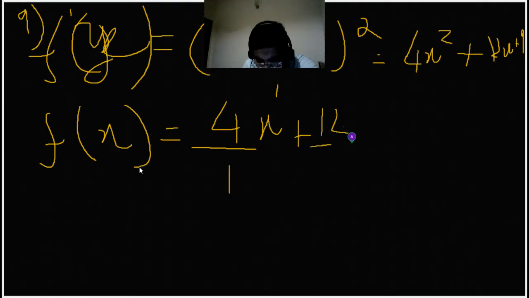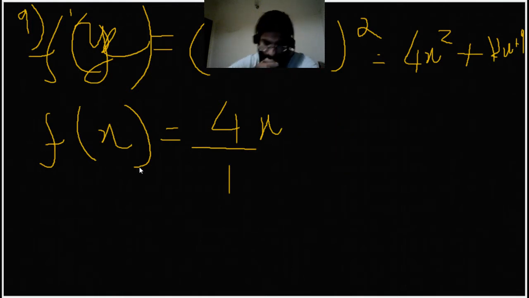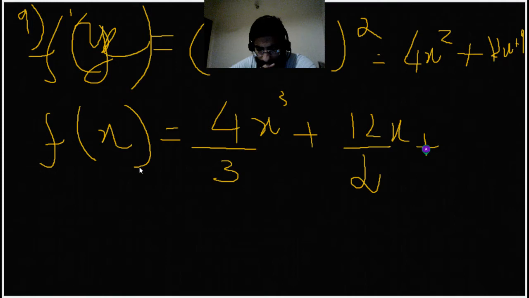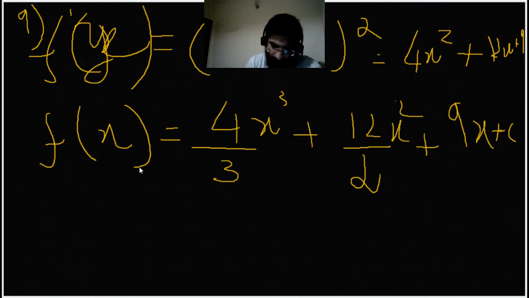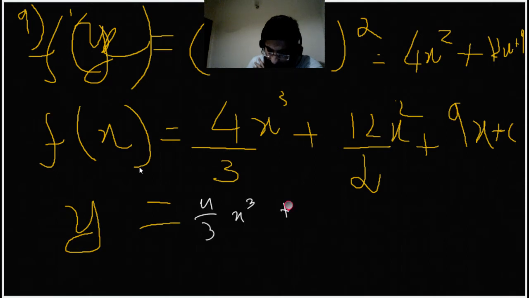Don't you have to do plus 1? Or plus 1. Yes. 12 by 2x plus 9x plus c, which gives me that. This is y. Y is equal to 4 by 3 x cubed plus 6x squared plus 9x plus c.